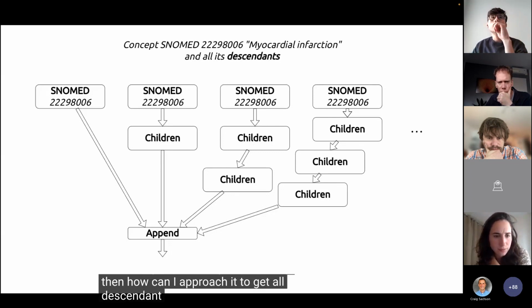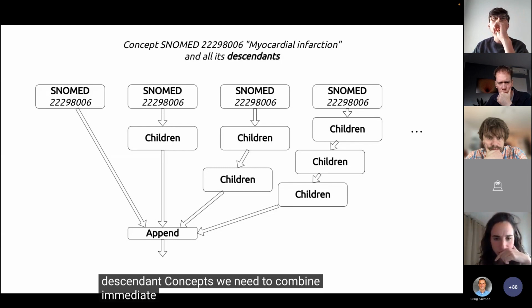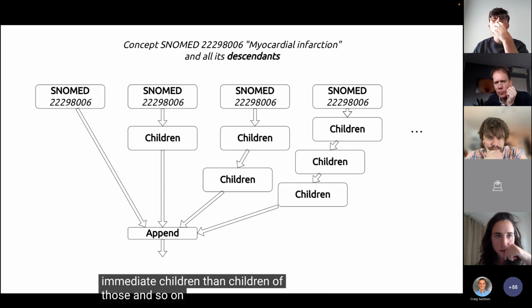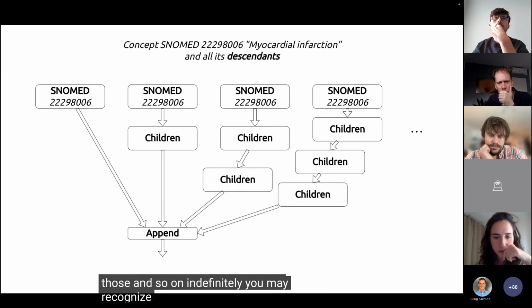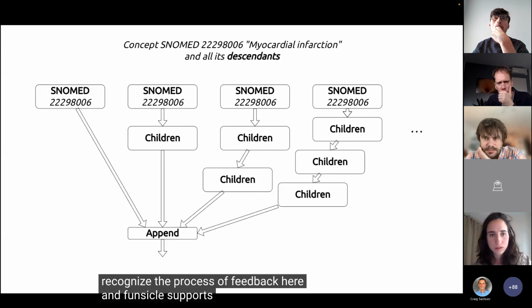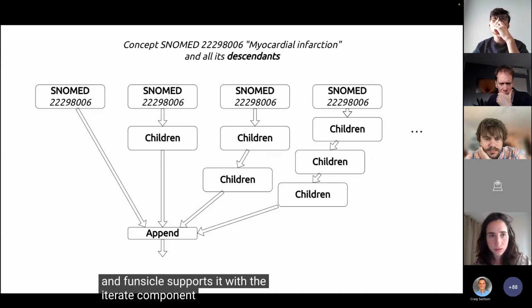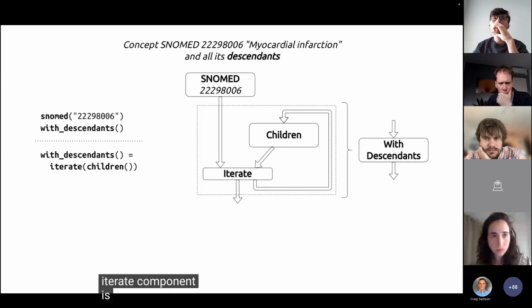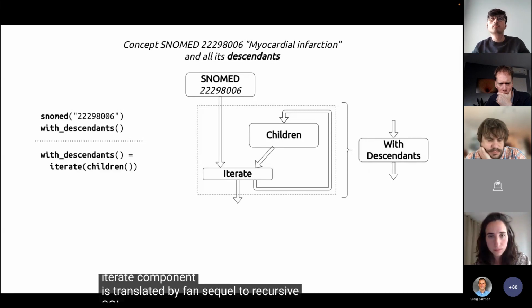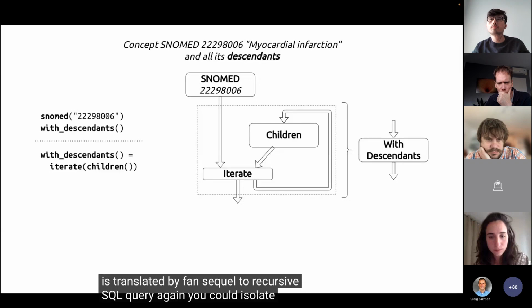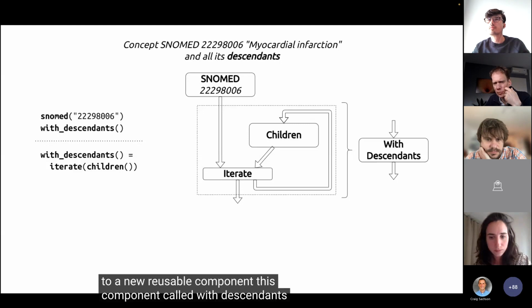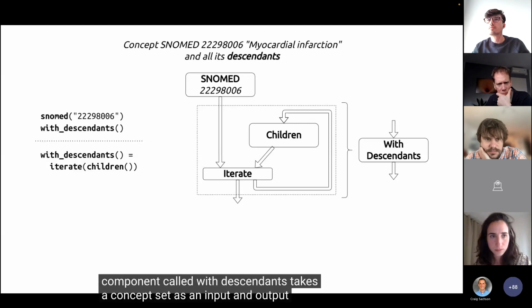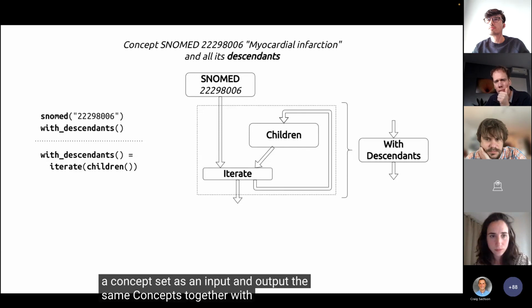To get all descendant concepts, we need to combine immediate children, children of the immediate children, then children of those, and so on indefinitely. You may recognize the process of feedback here, and FunSQL supports it with the iterate component. Iterate is translated by FunSQL to a recursive SQL query. Again, we could isolate a fragment of this pipeline and convert it to a new reusable component. This component, called withDescendants, takes a concept set as an input and outputs the same concepts together with all of their descendants.